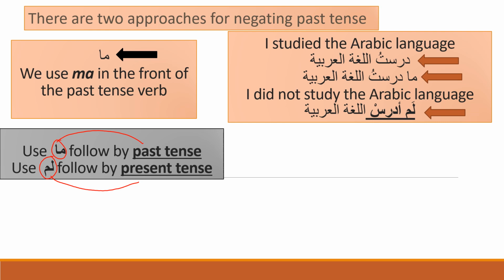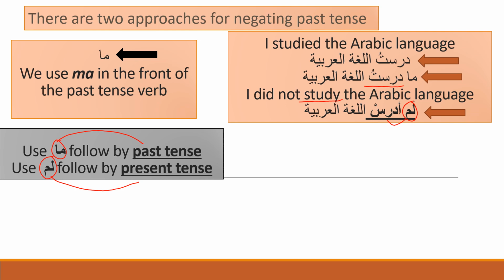لم is close to English grammar because لم is followed by the present tense. In English you say I did not study. You keep it present tense. In Arabic we have two ways. I can keep the past tense as it is. ما درست, I did not studied, which is wrong in English grammar. But in Arabic we can say it. ما درست. The other way, we can use لم أدرس, which is 100% equivalent to English grammar.